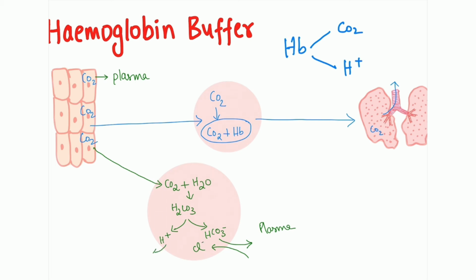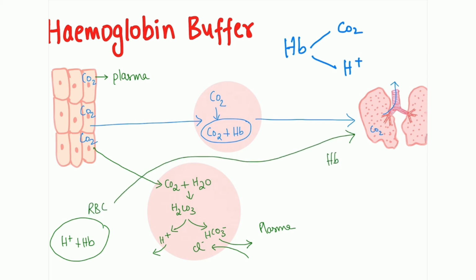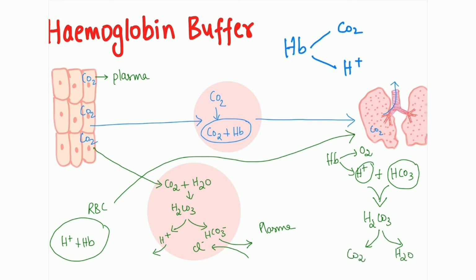And now hemoglobin binds with this hydrogen ion, and when these RBCs are carried to the lungs, hemoglobin releases the hydrogen ion in order to combine with oxygen. So this free hydrogen ion will combine with existing bicarbonate and form carbonic acid, and this carbonic acid will further dissociate into carbon dioxide and water. So this carbon dioxide is again taken to the lungs for alveolar ventilation, where it is exhaled.